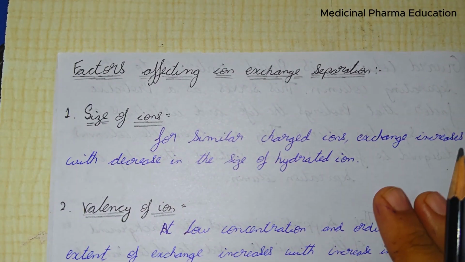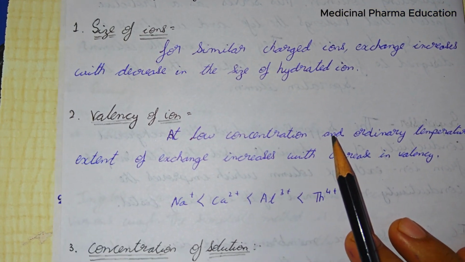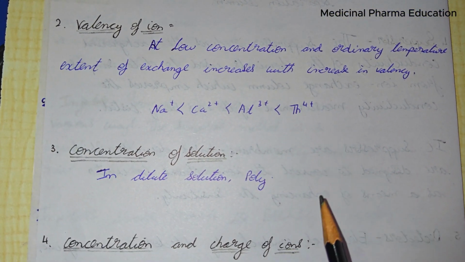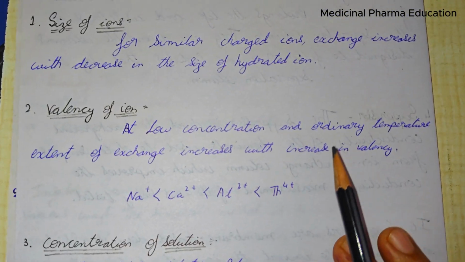Next, factors affecting ion exchange separation. First, size of ions, valency of ions, concentration of solution, and concentration and charge of ions. Okay, we will discuss one by one.